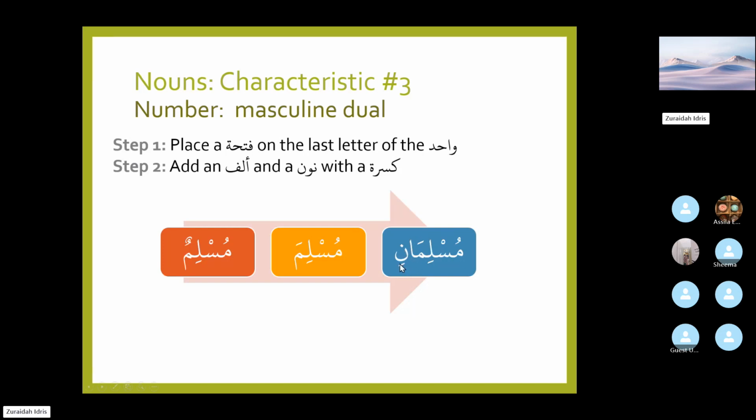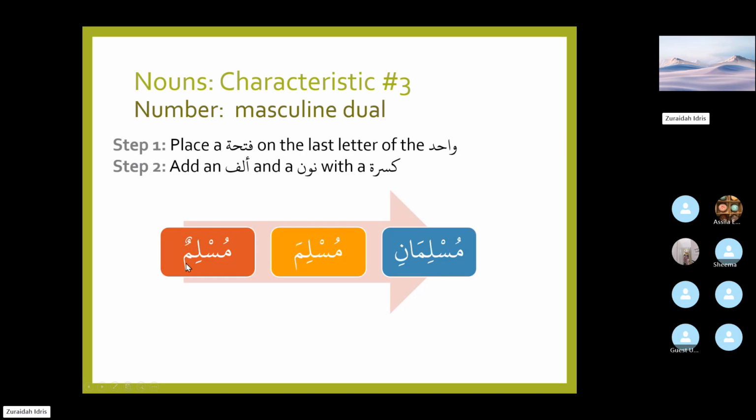If this nun disappears, then the role of this word also changes. Okay, the role also changes. We will see this later. Okay, so I'll repeat again.